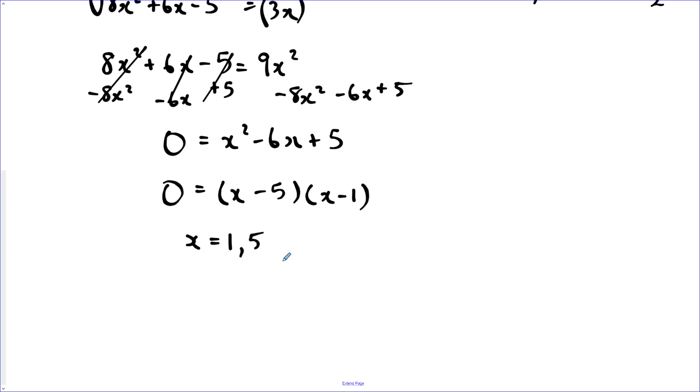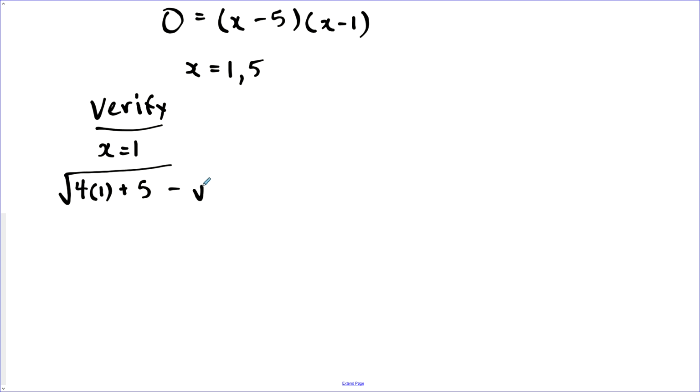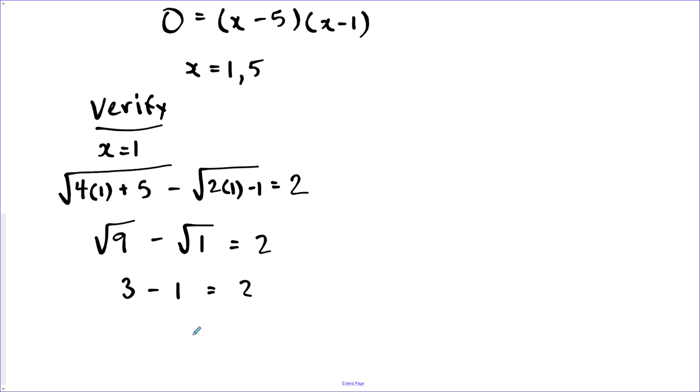Now let's verify. x equals 1. Our equation would look like the square root of 4 times 1 plus 5, minus the square root of 2 times 1 minus 1, should equal 2. 4 plus 5 is 9, so root 9, minus, this is just 1, and this is 3 minus 1 is 2, and it sure is, so this is a good solution.